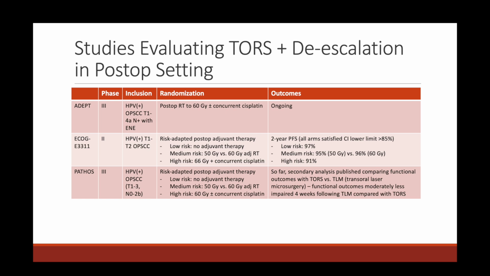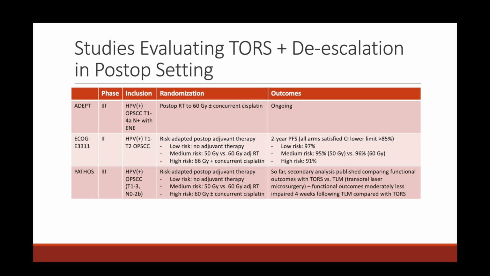So there are a few different trials. One of them is the ADEPT trial. It's a phase 3 study looking at HPV-positive cancers that have extranodal extension. And it's asking if we can de-escalate by getting rid of the concurrent cisplatin in the postoperative setting. For these HPV-positive cancers with extranodal extension on pathology, they're randomizing them to postoperative radiation to 60 gray with or without concurrent cisplatin, and that is an ongoing trial known as ADEPT.